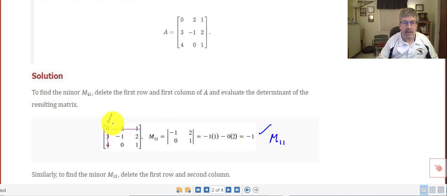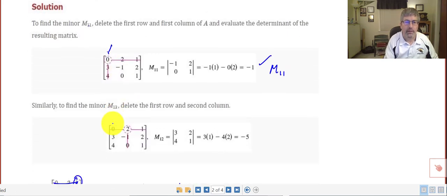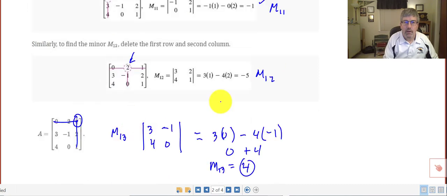And now we have to calculate all the minors for this particular matrix. So we repeat the process. M12, first row, second column, we delete those. Our resulting 2x2 matrix has diagonals 3 and 1 and 4 and 2. So 3 times 1 minus 4 times 2 equals -5. So that is M12. So I've calculated the minor for that location. So then I'll quickly go through the rest of the minors for this particular matrix A.